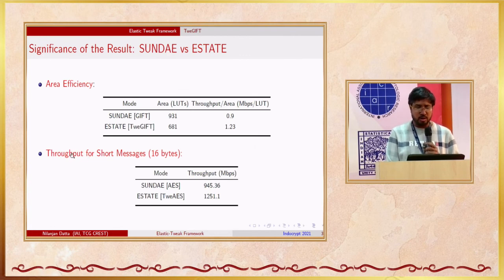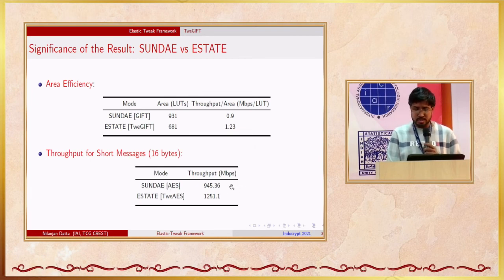And also you can show that when you consider short messages, the throughput is quite high when you apply ESTATE with, say, TWEAES, instead of applying AES with Sundae.